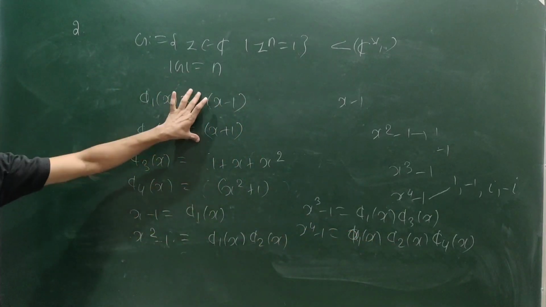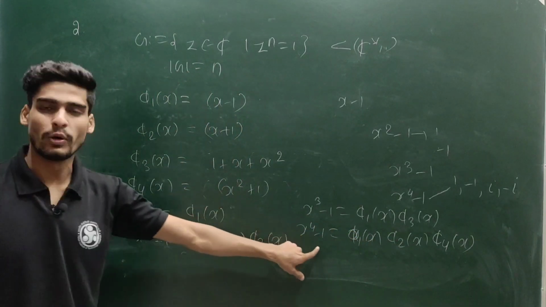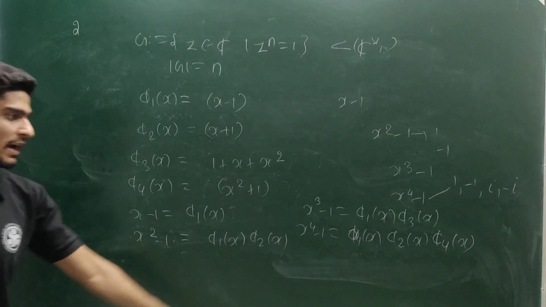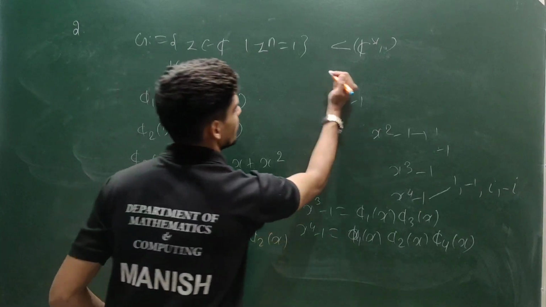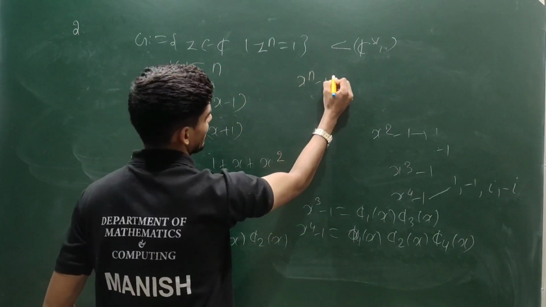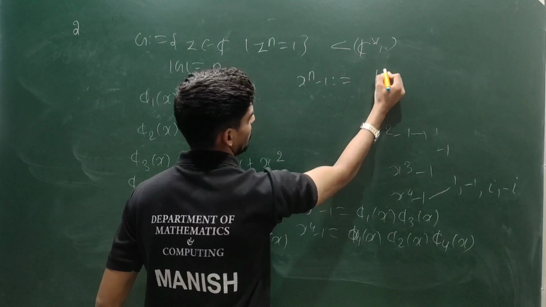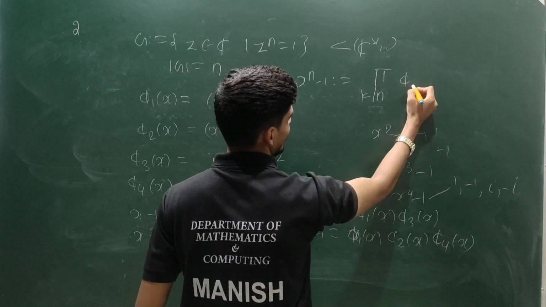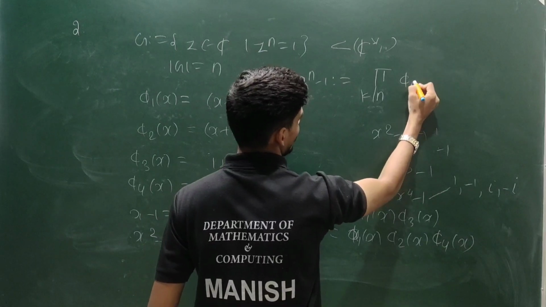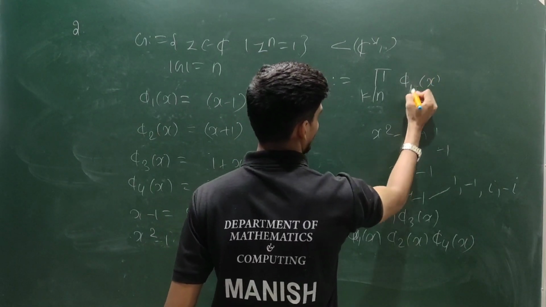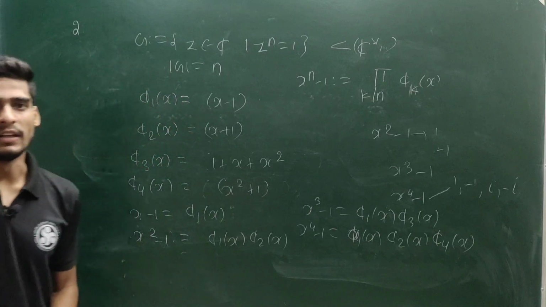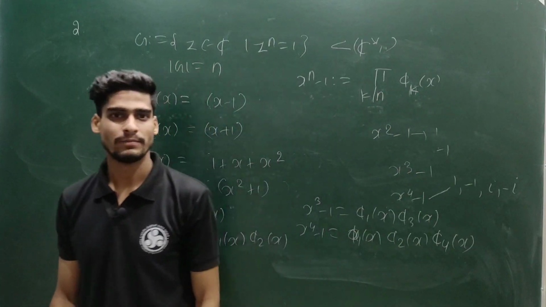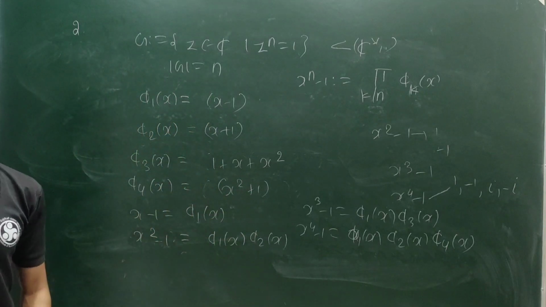If you take the product of these, you are going to get this equation. So I can use this in an inductive way. I am choosing only the factors of n. So I can see that x power n minus 1 is the same as the product, over all k dividing n with k a positive natural number, of phi k x. And this phi k denotes the irreducible factor in the expansion of x power k minus 1. So they are asking the value of phi 12. So phi 12 we can find.